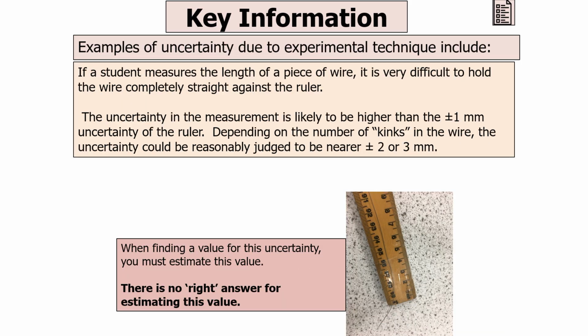Another example would be if a student measures the length of a piece of wire. It's very difficult to hold the wire completely straight against the ruler. So the uncertainty in the measurement is likely to be higher than the plus or minus 1 millimeter uncertainty of the ruler. Depending on the kinks of the wire, the uncertainty could be plus or minus 2 or 3 millimeters. Now when you're finding a value for this uncertainty, you must estimate this value. There is no right answer for estimating this particular value.